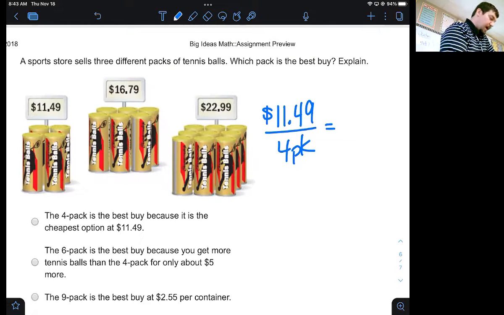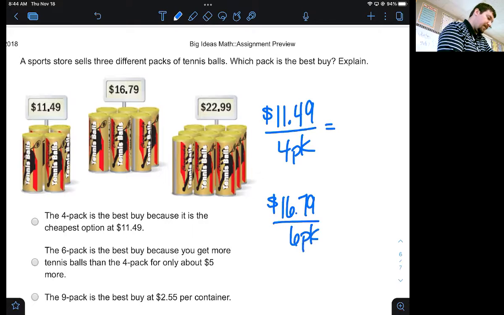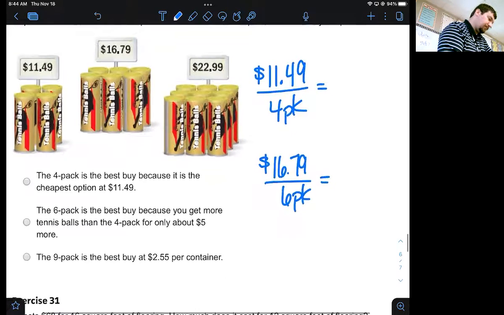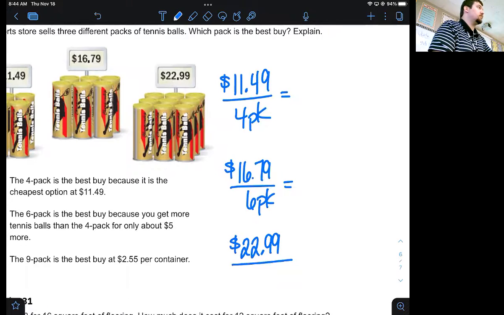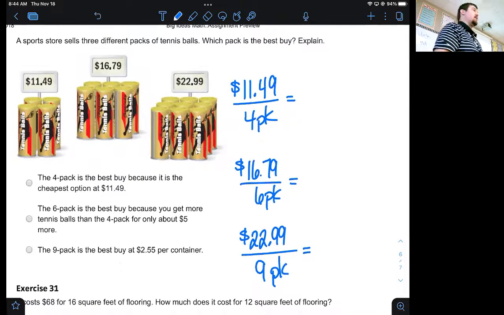For the middle one, I'm going to pay $16.79. Parker, how many packs of tennis balls am I going to get? 6 packs for that one. Yep. Parker, I want you to find the unit rate on that. And then I'm going to pay $22.99 if I buy how many packs, Thomas? That's a 9 pack. Yeah, Thomas, find the unit rate on that. Now, you need all 3 of these written down on your work paper.